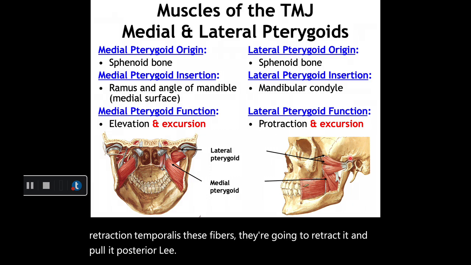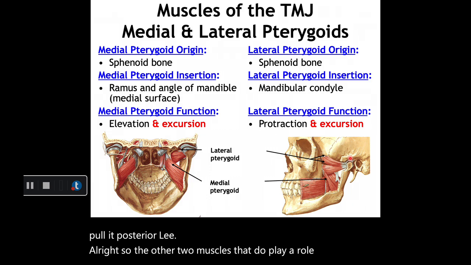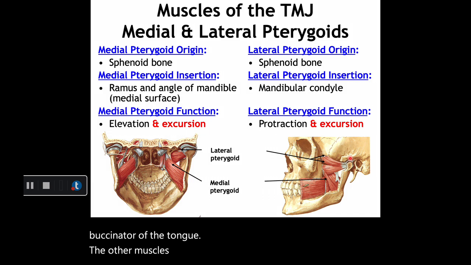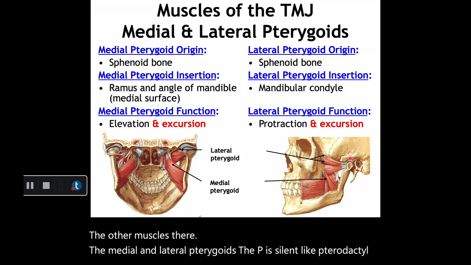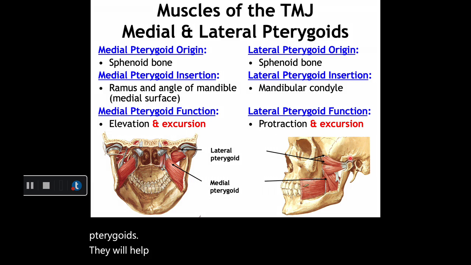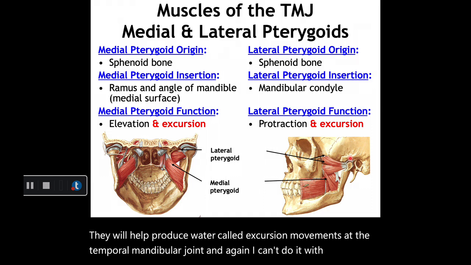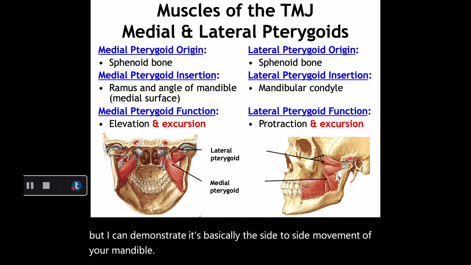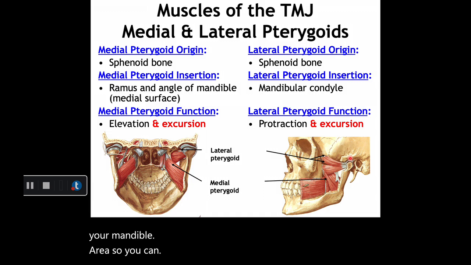All right, so the other two muscles that do play a role in mastication, in addition to masseter, temporalis, orbicularis oris, buccinator, the tongue, the other muscles there, the medial and lateral pterygoids, the P is silent, it's like pterodactyl, pterygoids, they will help produce what are called excursion movements at the temporomandibular joint. And again, I can't do it with the model, but I can demonstrate it. It's basically the side-to-side movement of your mandible. There. So you can protract, retract, and have excursion movements, side-to-side movements.